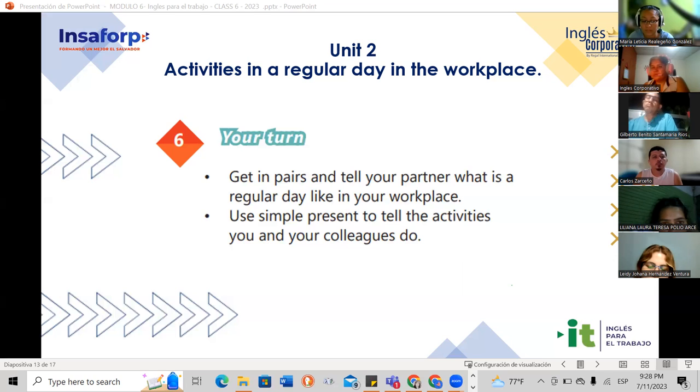Okay, open all rooms. You will go to the rooms. If you have questions, please let me know. There you have the option to ask for help. In 10 minutes, we're going to be back in the main session, in order for you to report what the other colleague or classmate does in the company. Okay, good. There you go.